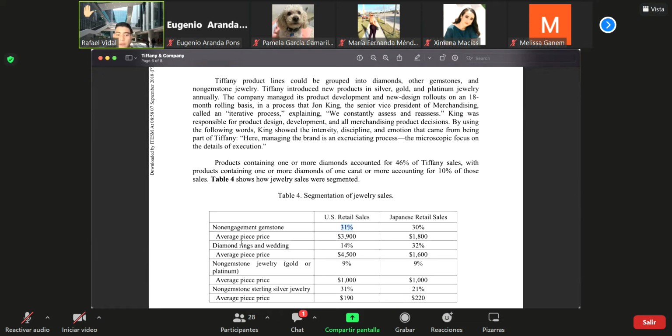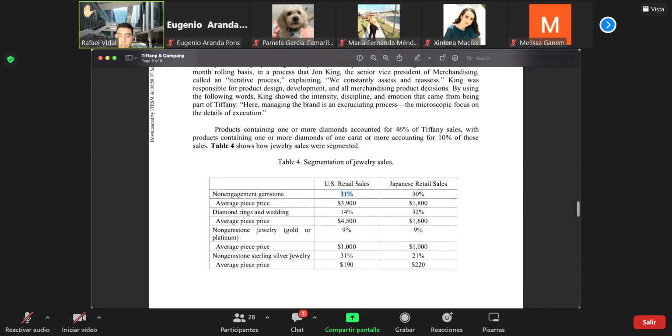And if you have an average piece price, if you divide that number by the average piece price, you'll get the amount of pieces that were sold. So you'll get the amount of pieces that were sold for non-engagement gemstones, the same for diamond rings, the same for non-gemstone jewelry, for gold and platinum, and for silver jewelry. And you just sum those numbers and you'll get the total amount of pieces you sold in the US.